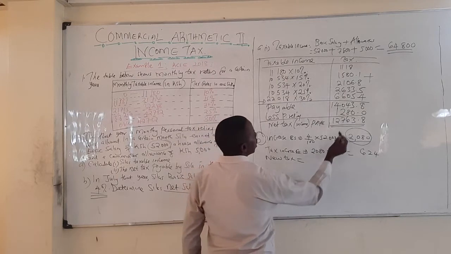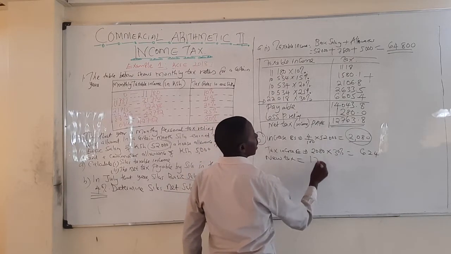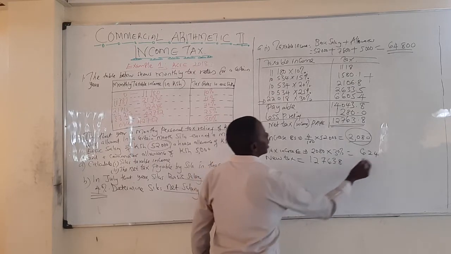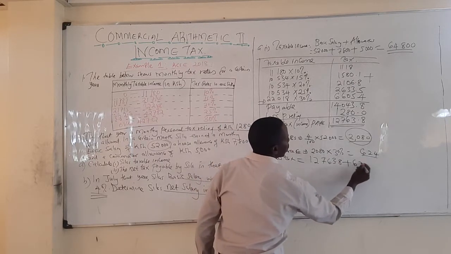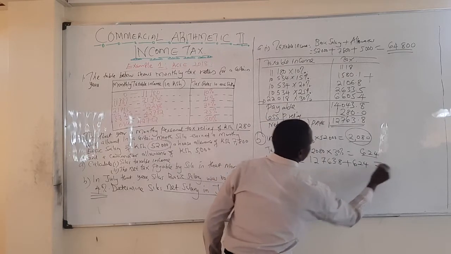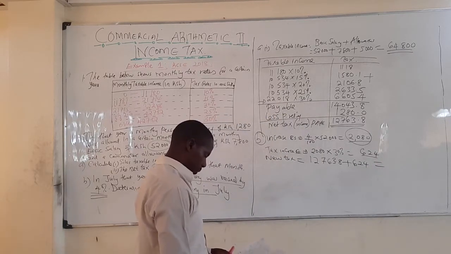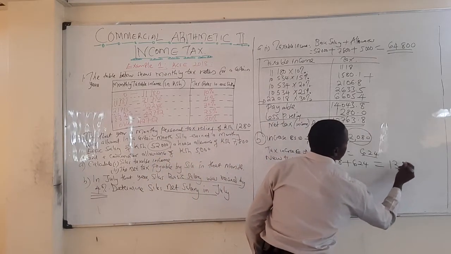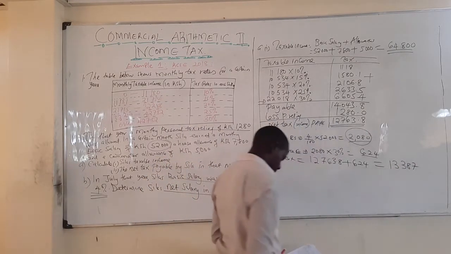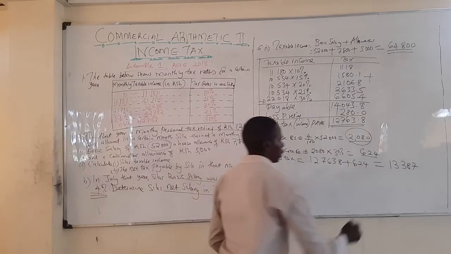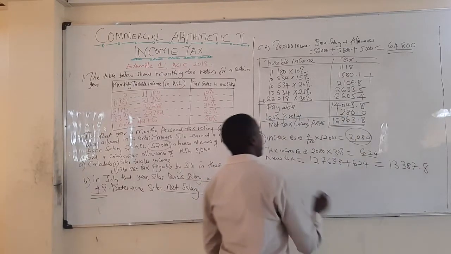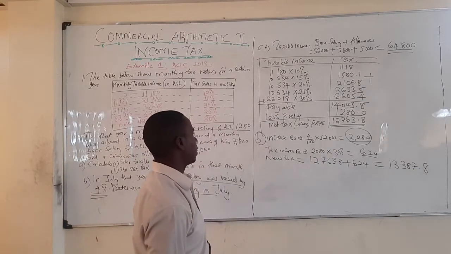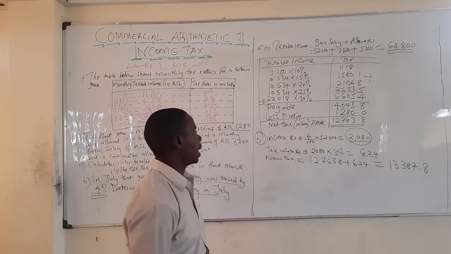So that is the increase on the tax, meaning now that the new tax will be, initially the tax was 12,763.8. Now you add this 624 to get 13,387.8. So that is the new tax that is going to be levied from the KRA.